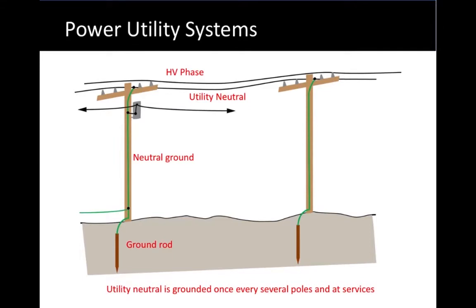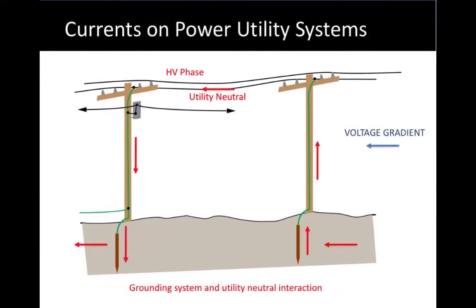as the utility's neutral. You'll see that the utility neutral is grounded, indicated by the green wire and the ground rods. And the utility's neutral gets grounded every pole or every several poles, and this is just for safety and to reference the neutral to earth, again for safety, and it's just part of a multi-grounded system.